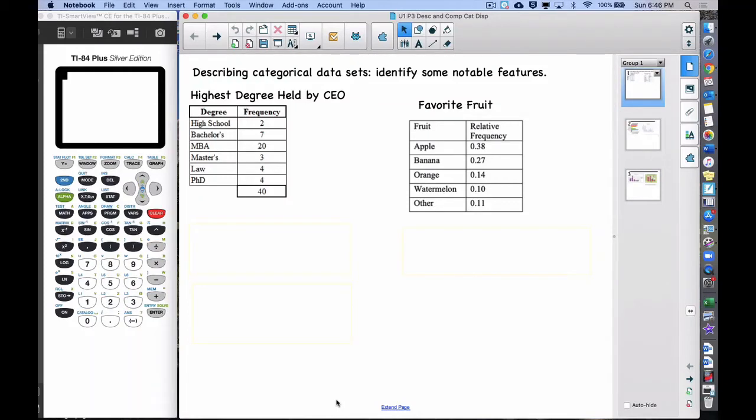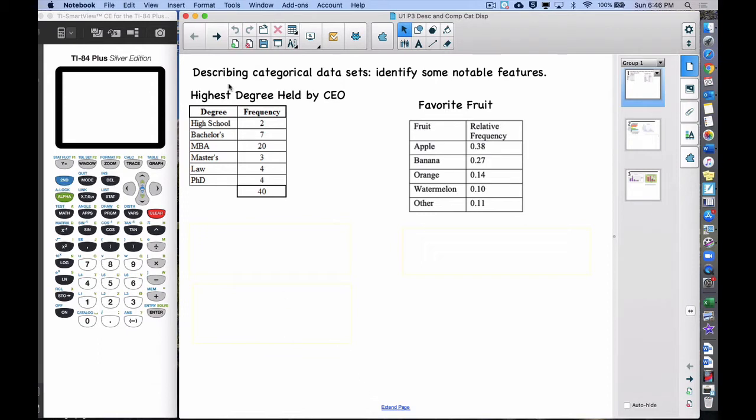Okay, in this video, we're actually going to take some of those categorical displays that we looked at in a different video, and talk about what you would do if you were asked to describe them. To be honest, with categorical graphs, it's not as absolutely cut and dried. When we get to quantitative graphs, if they ask you to describe them, there's going to be a pretty set process that we're going to use.